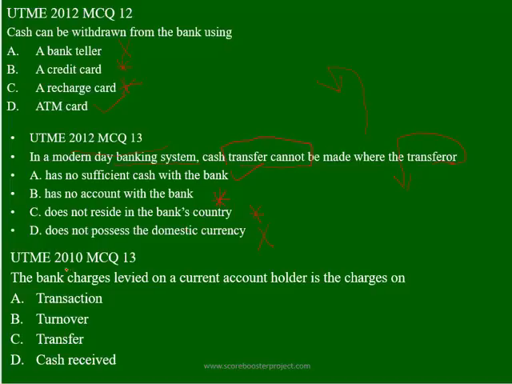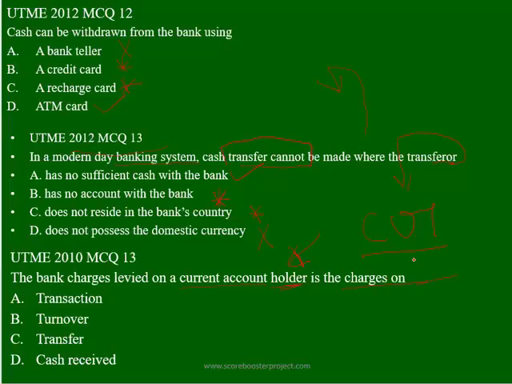So in 2010, question number 13, the bank charges levy on the current account holder. Remember, when you have a savings account, you receive interest. But if you are operating a current account, as holder of that account, the bank will charge you a certain amount of commission on turnover, finally every month. We call it COT. Now you can see what the examiner is trying to find out there. We all know COT is COT, but what is the full meaning of COT? That is what they are looking for here.